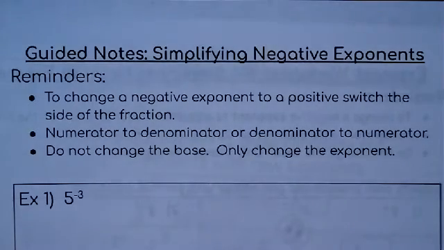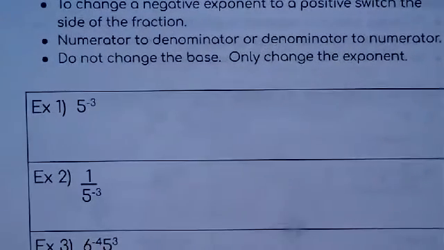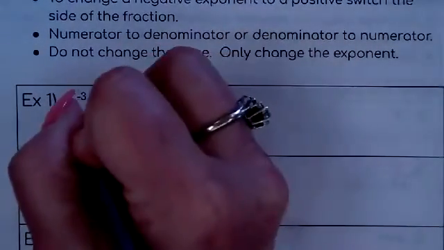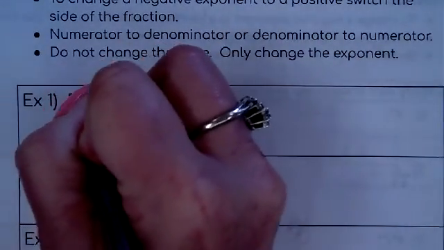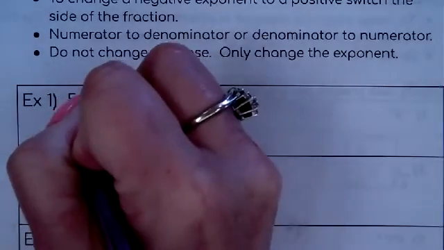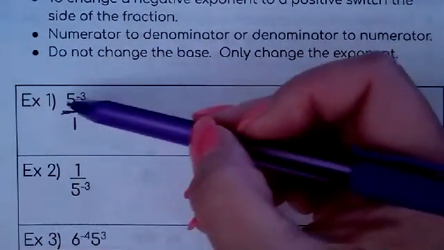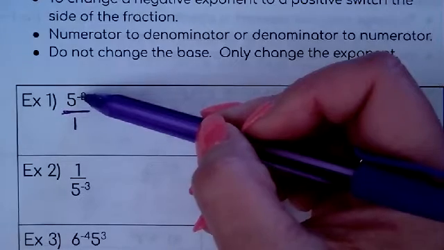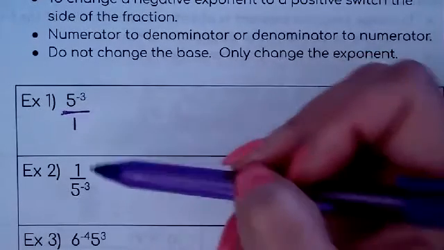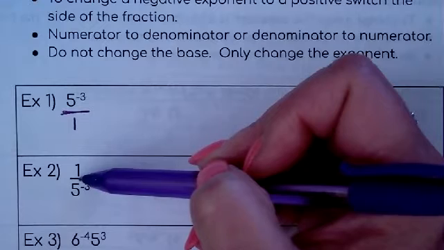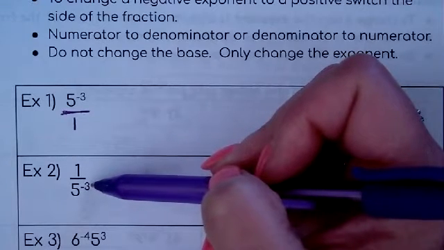So what we're going to do is just jump in, especially with number 1 and number 2, and we're going to take a look at both of these. I'm going to take number 1 and turn that into a fraction. Number 1 is going to be 5 to the negative third power over 1. And look at number 2, it's the opposite of that. It's 1 over 5 to the negative 3 power.